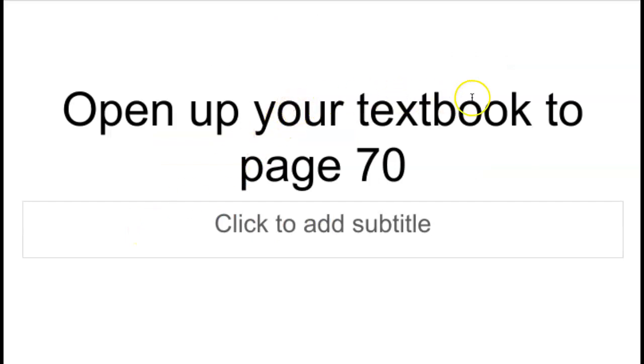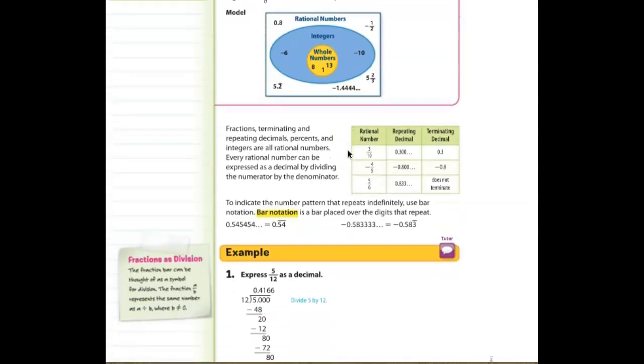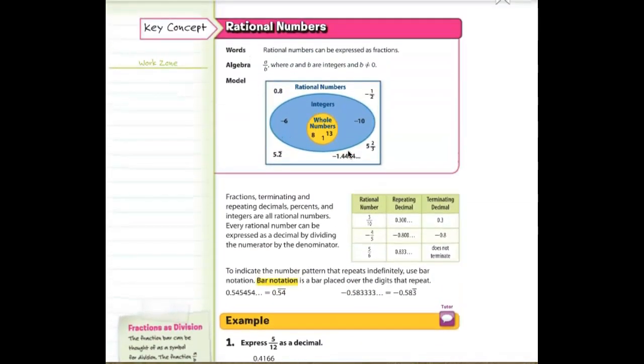Okay, let's open up your textbook to page 70, and we are going to continue this practice. On page 70, we see another of these Venn diagrams that show that whole numbers and integers are rational numbers, but whole numbers do not include negative numbers. Integers include all of the whole numbers plus negative numbers, but do not include decimals or fractions. Rational numbers include all whole numbers, all integers, but also decimals and fractions.